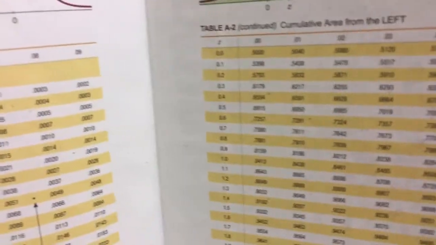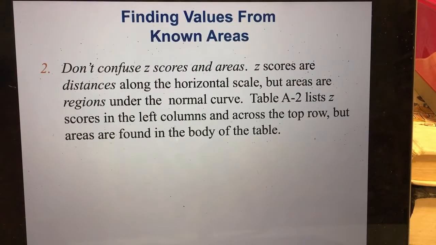So hopefully that helps. So then back here to this slide, it says don't confuse z-scores and areas. The z-scores are distances along the horizontal scale, but areas are regions under the normal curve. So the z-scores are in the left column and across the top row, but the areas are found in the body of the table.